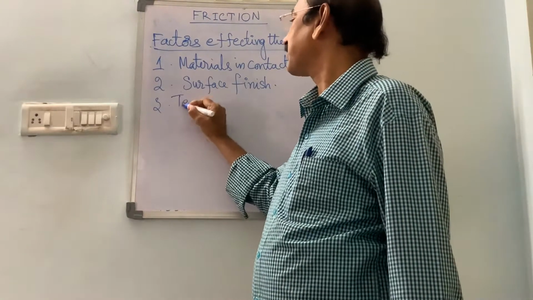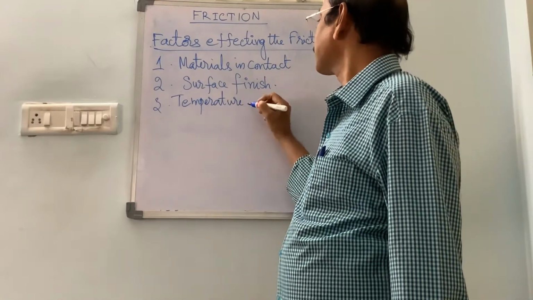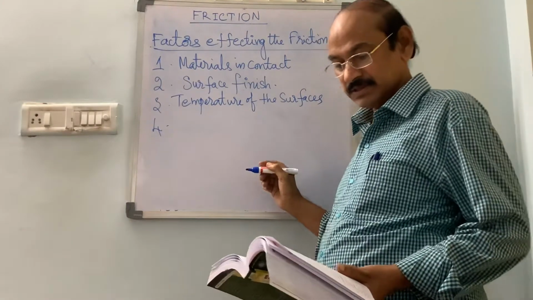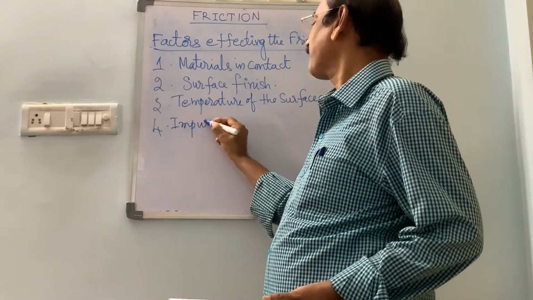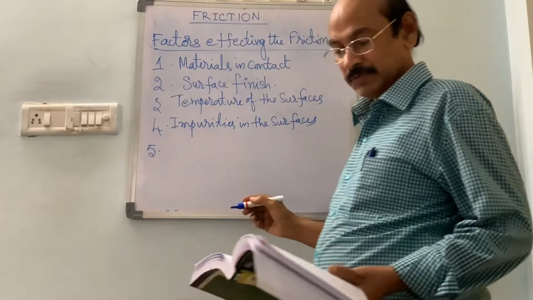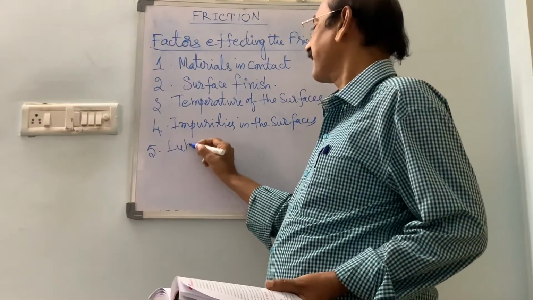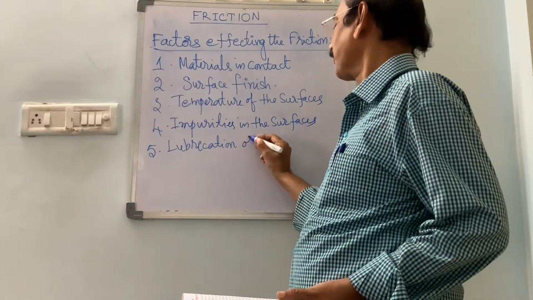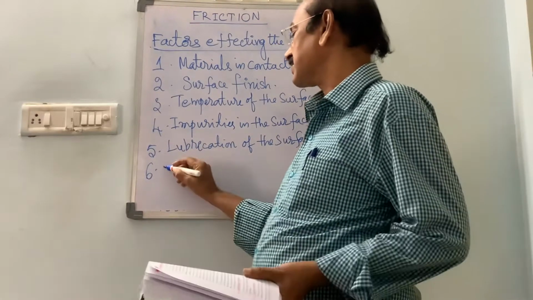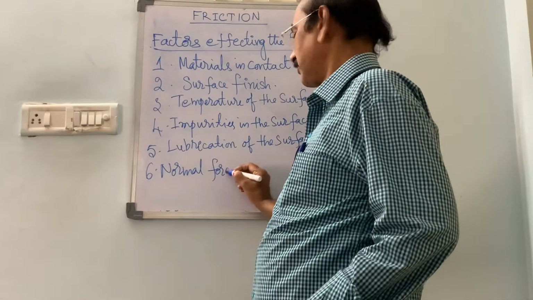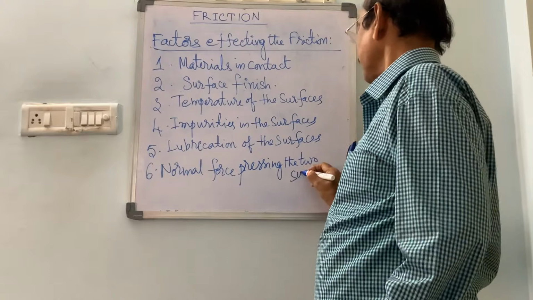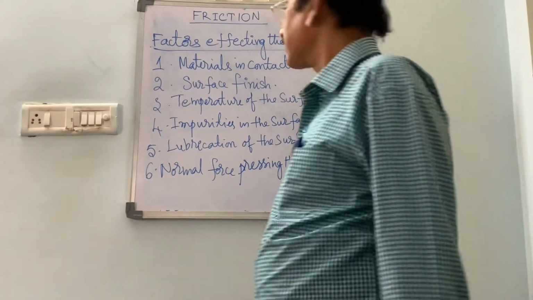Third one, temperature of the surfaces. Fourth factor affecting the friction is impurities in the surfaces. Fifth one, lubrication of the surfaces. Sixth factor affecting the friction is normal force, pressing the two surfaces. So these are the factors affecting the friction.